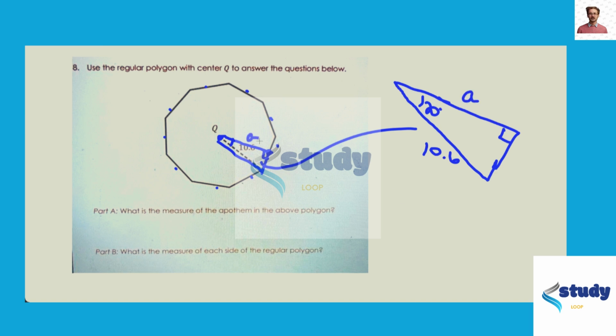Using SOHCAHTOA, the right triangle trig here, from that 20-degree angle, we want to find the adjacent leg A, and we have the hypotenuse 10.6. Adjacent hypotenuse is cosine, so you can say the cosine of 20 degrees is equal to A over 10.6. You can multiply both sides by 10.6, and so the apothem is 10.6 times the cosine of 20 degrees.